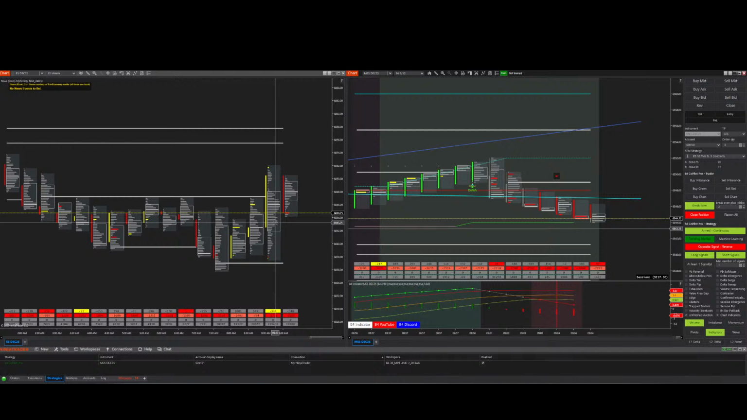So this is right on the edge of our Y pattern, so I don't like it. We are under the cloud. And if you look at Chikou, we have open space to the downside.